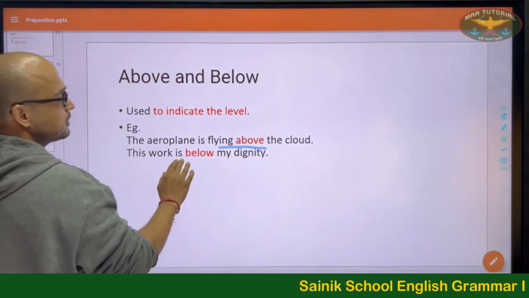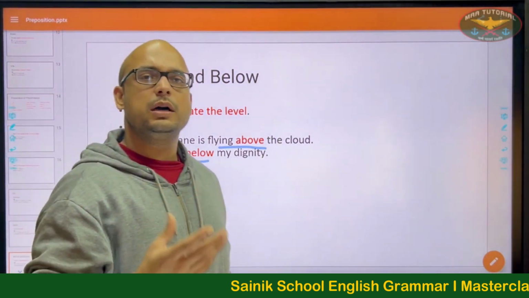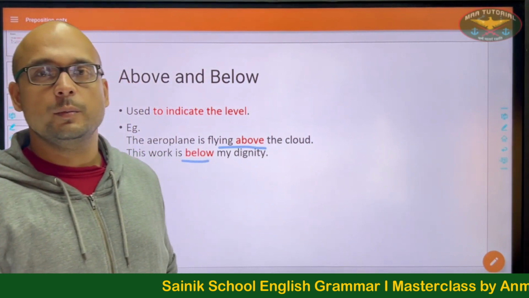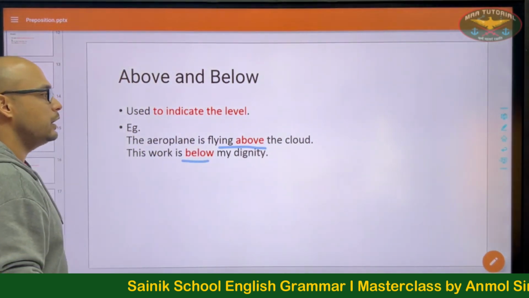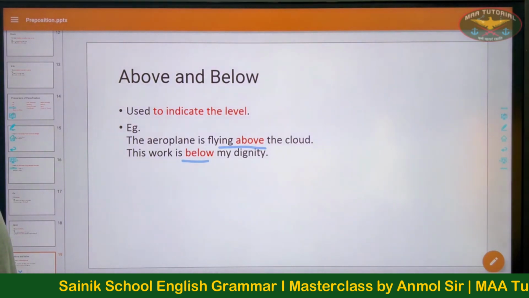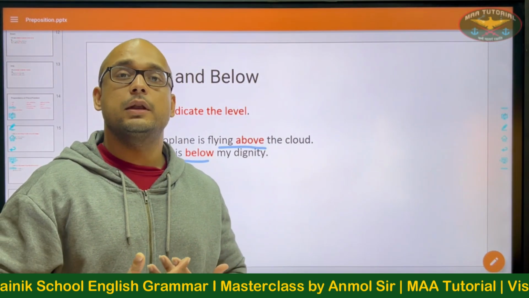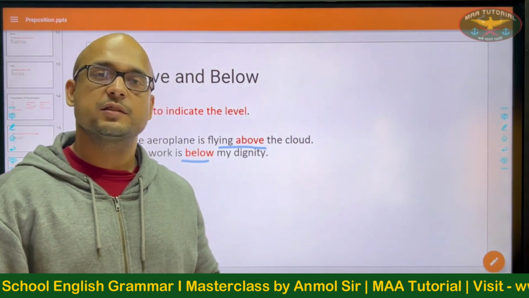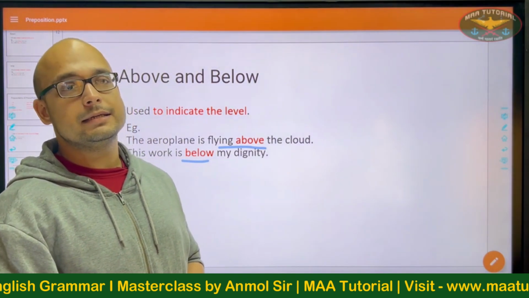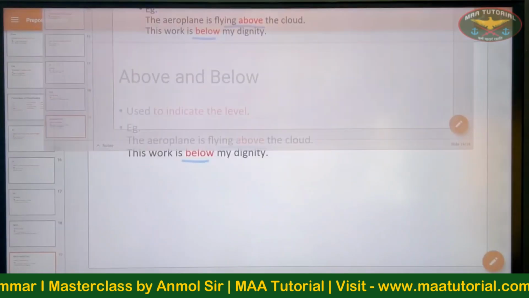The work is below my dignity. That means this work doesn't suit me. I shouldn't do it. It will lower my respect. Maybe somebody is asking somebody to take a bribe and they think that it will make them lose their self-respect. So they can say, this work is below my dignity. Dignity is self-respect and respect in general.